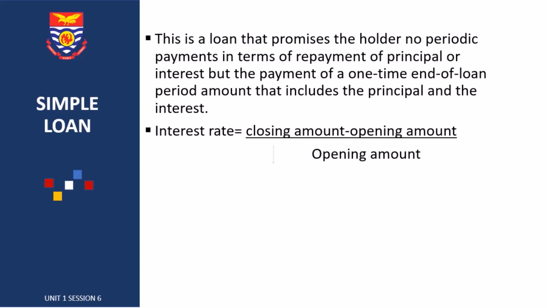So the amount that is going to be charged at the end. Let's say in the end, the lender says he's going to charge 150 cedis and the opening amount is 100 cedis. You divide the difference between the closing amount and the opening amount by the opening amount, which is 100 cedis, and the value you find gives us the interest rate on a simple loan.